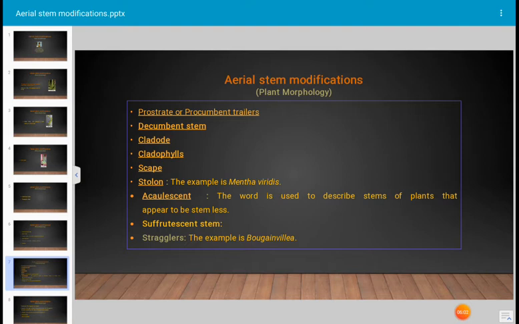Next, the cladode. It is a flattened or flat stem that performs the function of a leaf. An example is Opuntia. The stem is modified to a leaf-like structure. The leaves are modified to spines to avoid loss of water. Cladode is a flat leaf-like structure which is modified for photosynthesis.